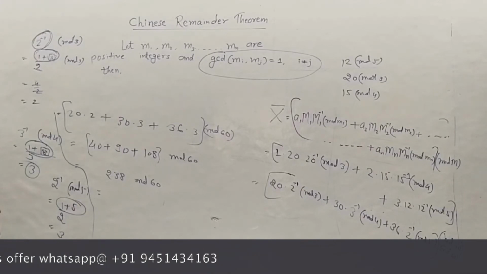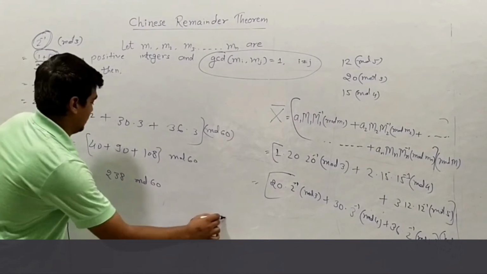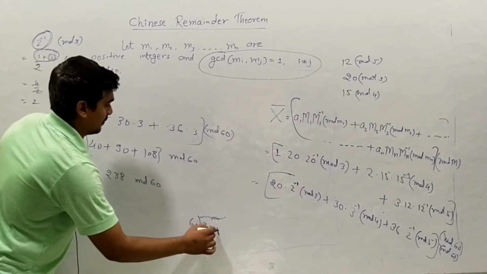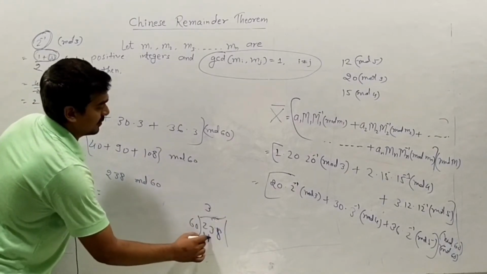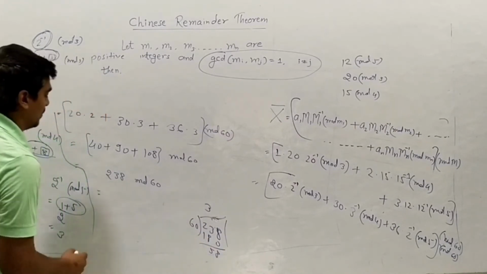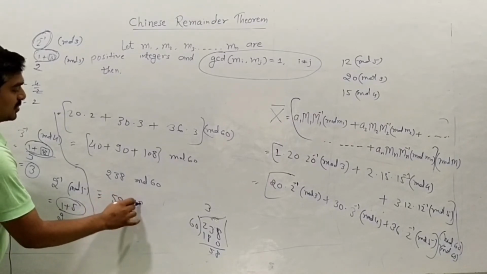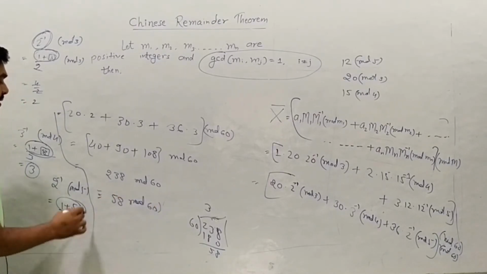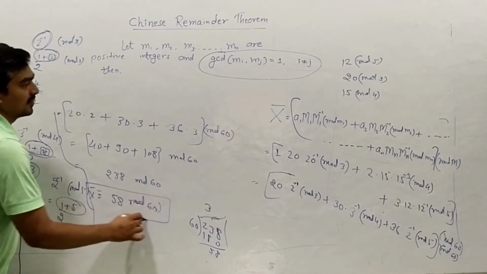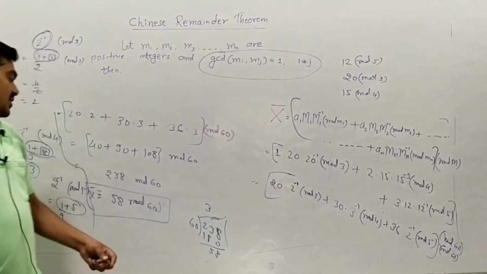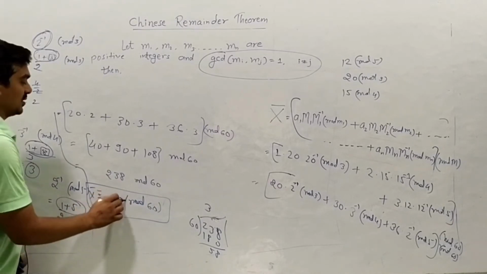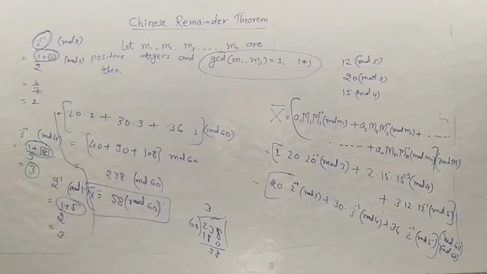That is, 6 times 3 is 18, 60 divides 238, then what is the remainder? 3 times 6 is 180, and the remainder is 58. So this is congruent to 58 modulo 60, and this is your answer. X bar is equal to 58 modulo 60. Okay, so friends, this is the solution of the given system of equations.